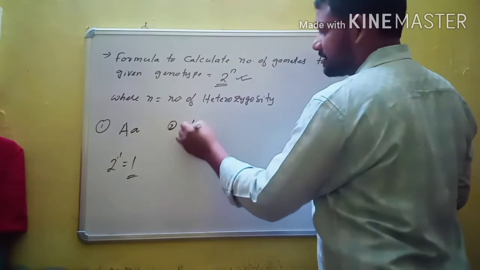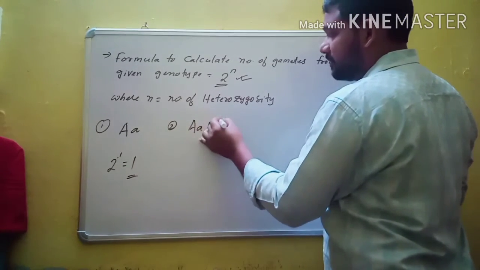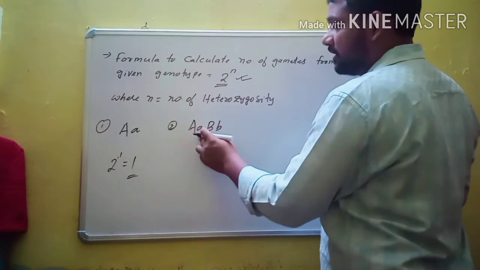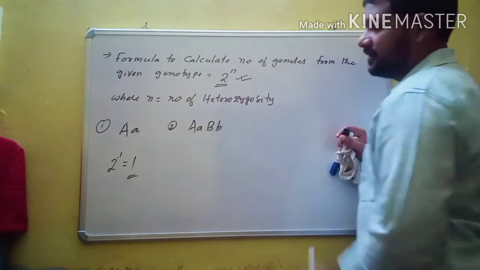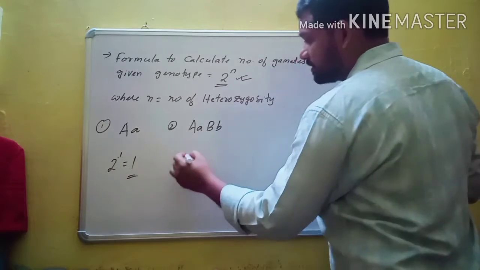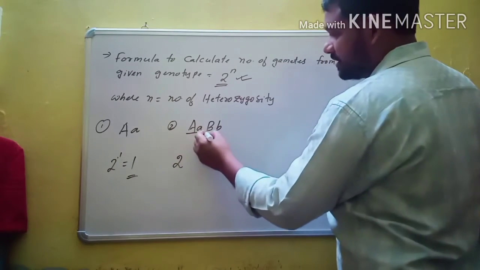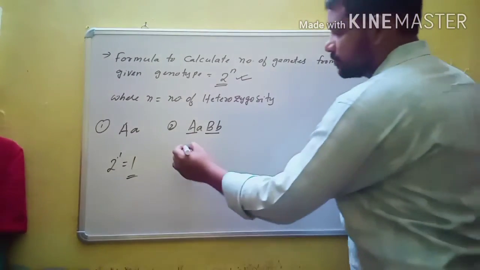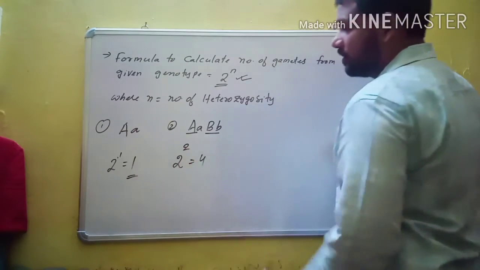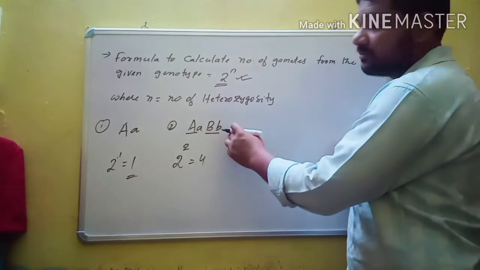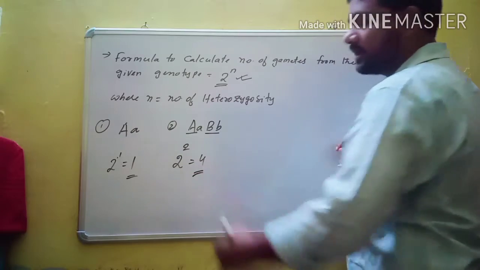Second example is, for example, the given genotype is capital A, small a, capital B, small b. Here the number of heterozygosity, this is one heterozygosity and this is another heterozygosity. So 2 to the power of 2 means 4. How many gametes will come from this given genotype? So 4 gametes.